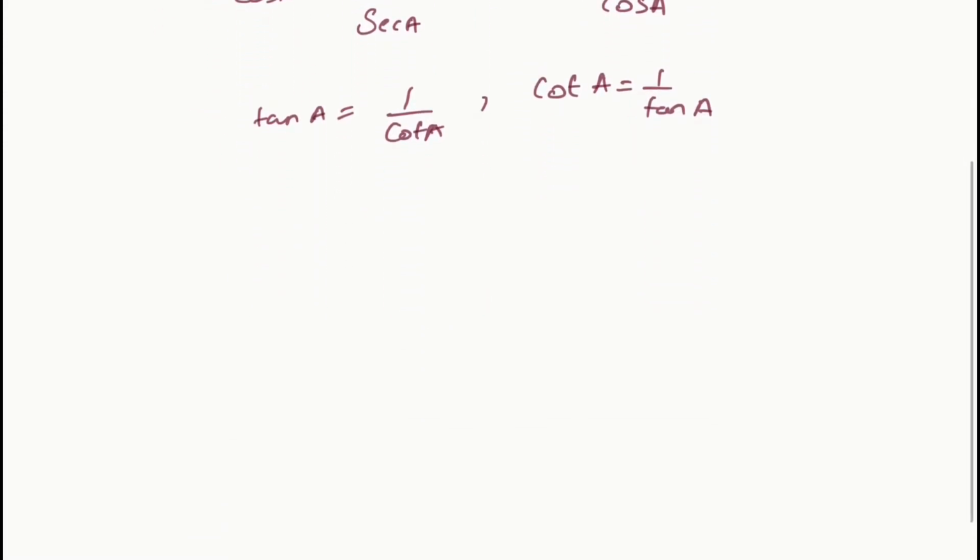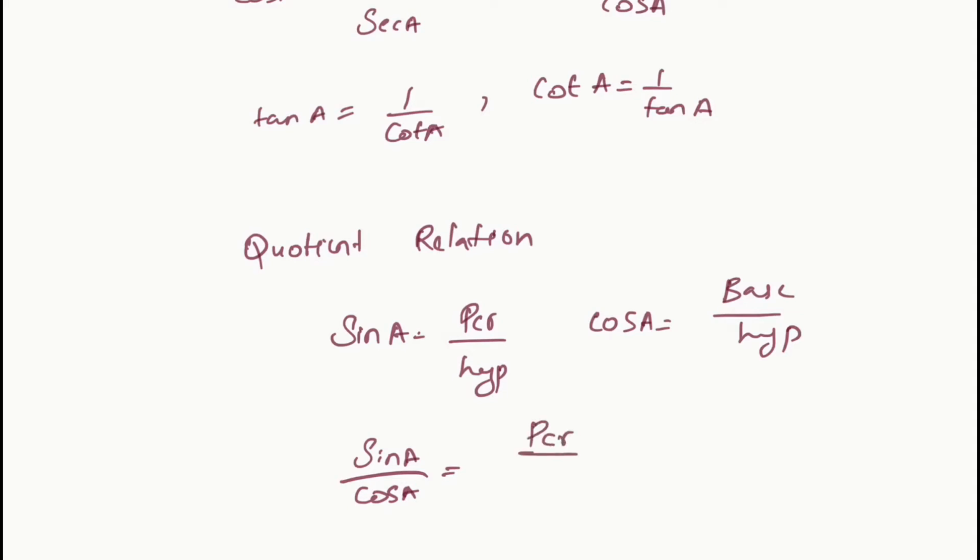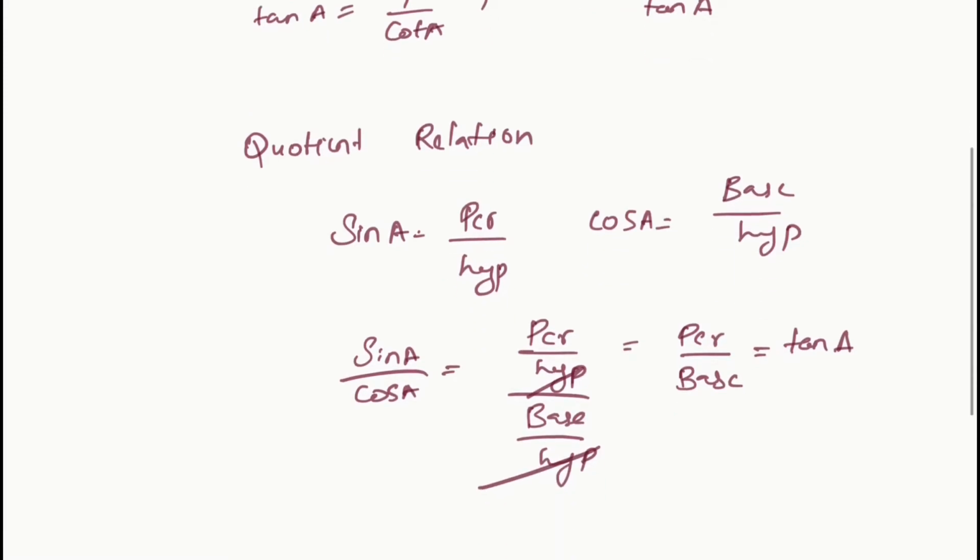Then we had the quotient relationship also. What is the quotient relation? We'll be coming to that now. What is sin A? Sin A is equal to perpendicular by hypotenuse, right? And cos A is equal to base by hypotenuse. So when I write sin A by cos A, what do I get? I get perpendicular by hypotenuse by base by hypotenuse. So my hypotenuse will get cancelled, and finally I'll get perpendicular by base. Which ratio gives you perpendicular by base? That is tan A. So I get sin A by cos A is equal to tan A.